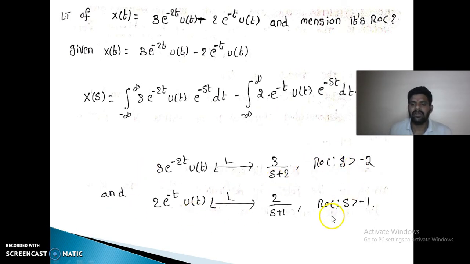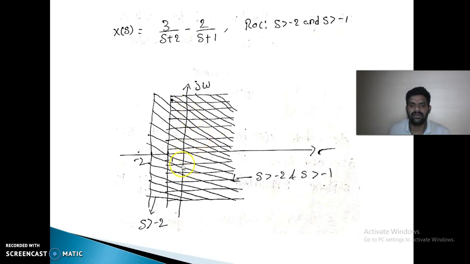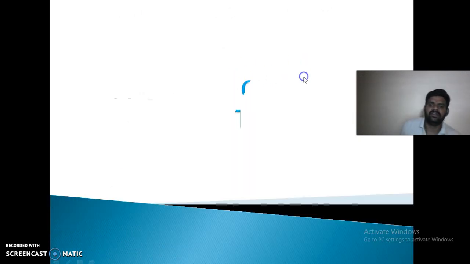So the common ROC is greater than minus 1. So the resultant ROC is greater than minus 1.